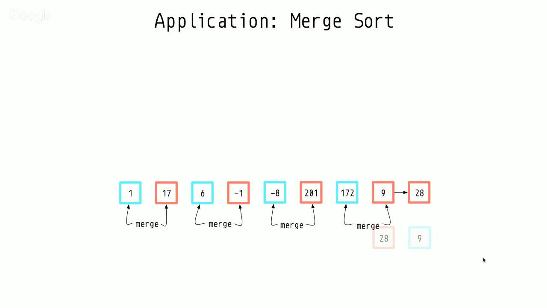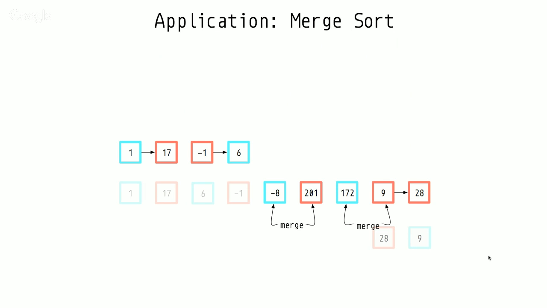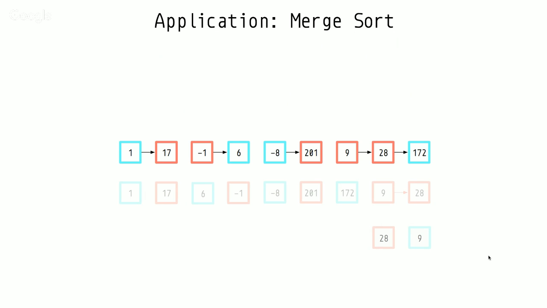So does that make sense, everybody? We merged the list, and now we're just going to merge the one on the next level up. So we'll merge all of these. 1 and 17 gives us the list 1 and then 17. -1's less than 6, so we switch those. -8's less than 201, so we switch those. And then with this last one, finally we're actually merging a list with more than one element. So we get the list 9, 28, 172 in sorted order by merging those two.